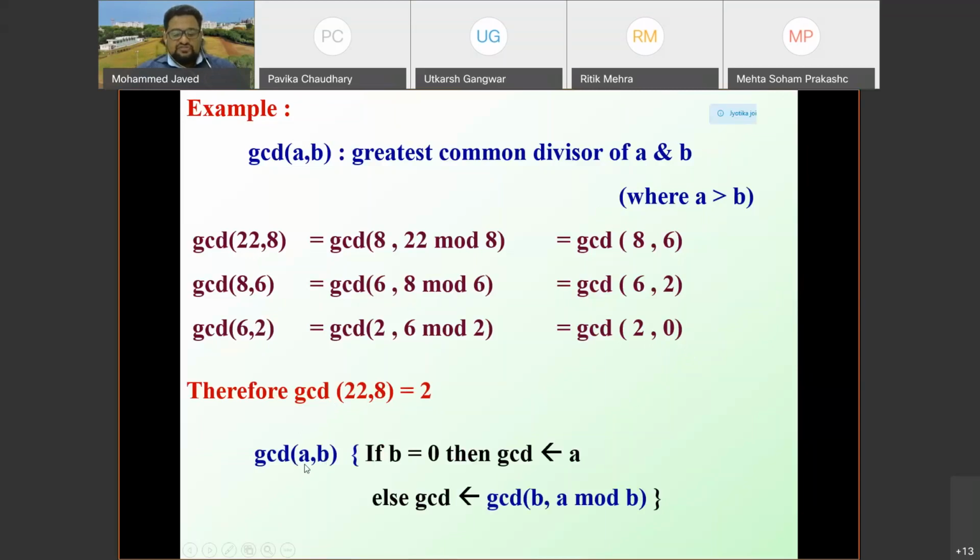And in general, what we can write here is GCD of (A, B) is, where the body says, if B equals 0.